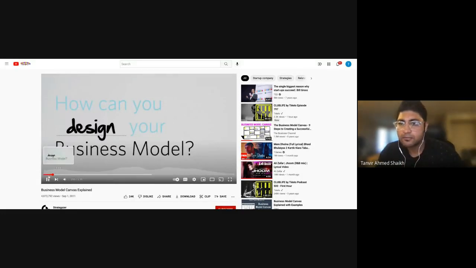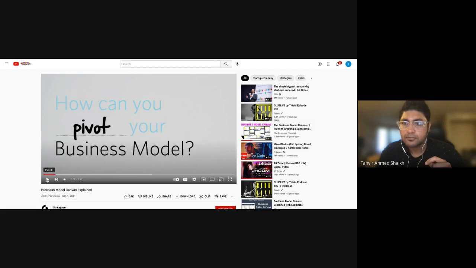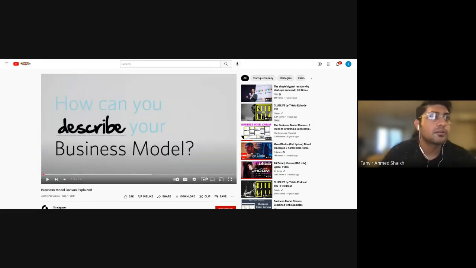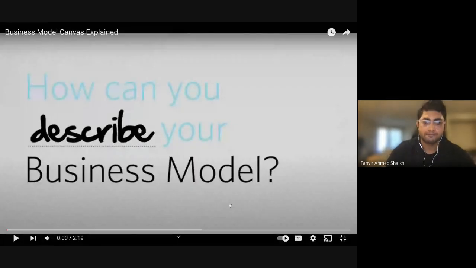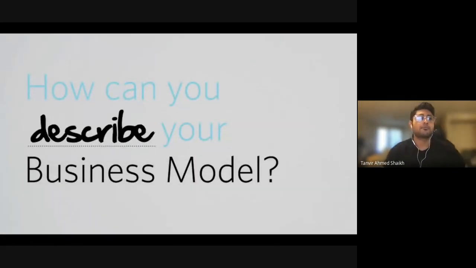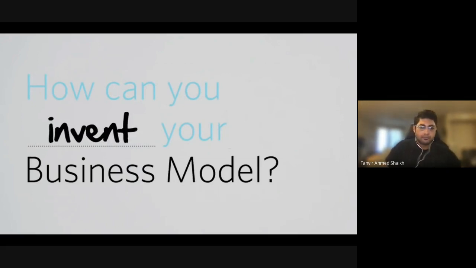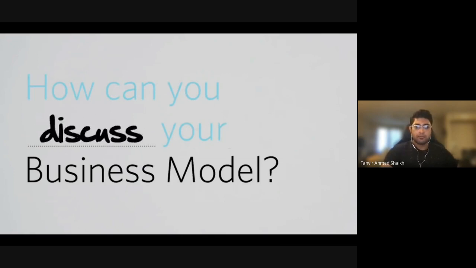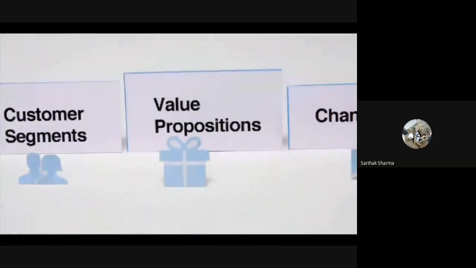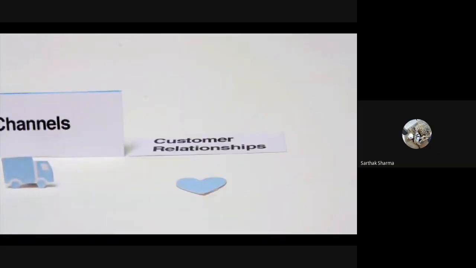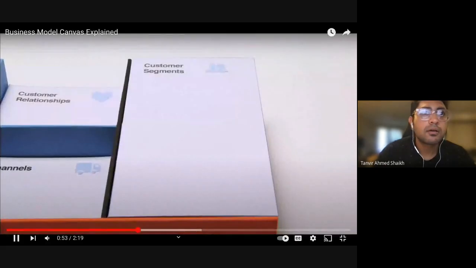An organization's business model can be described with 9 basic building blocks: your customer segments, your value proposition for each segment, the channels to reach them, and the customer relationships you establish with the customer segments.